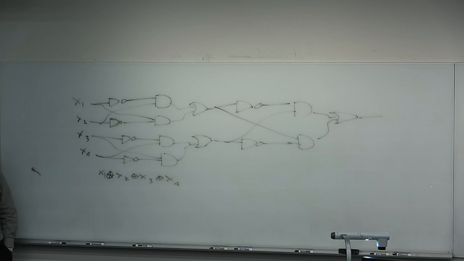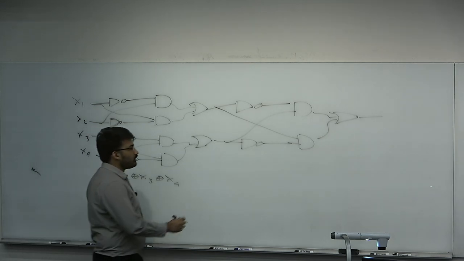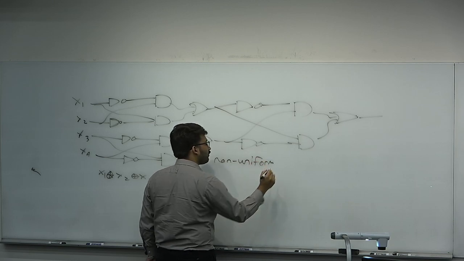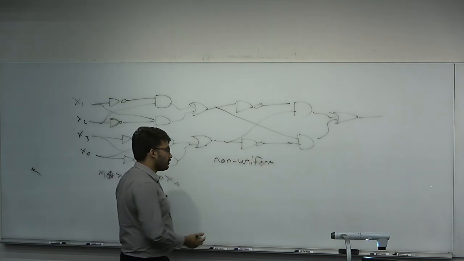First off, this is a circuit of 4 bits. This is not a circuit of n bits or any number of bits. Circuits are what's called a non-uniform model of computation. A circuit, first of all, computes a function. And the function is called a Boolean function.